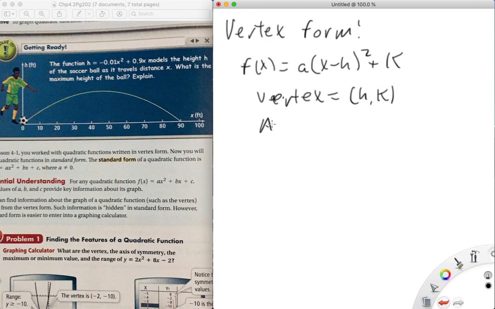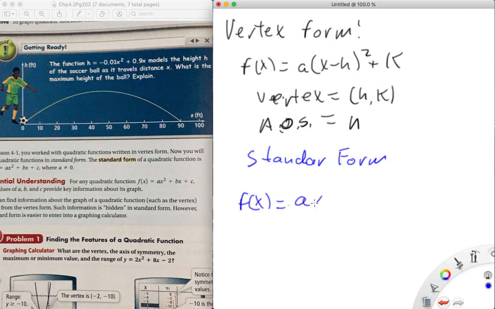and the axis of symmetry is h. Okay. In standard form, which is what we're going to talk about today, it's in the form of f of x equals ax squared plus bx plus c. Standard form.